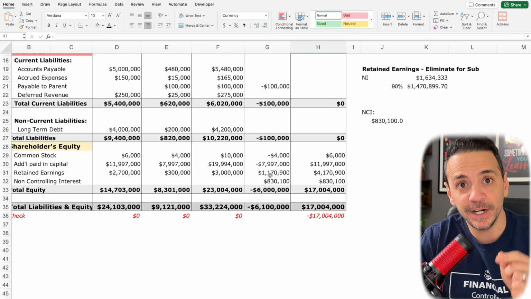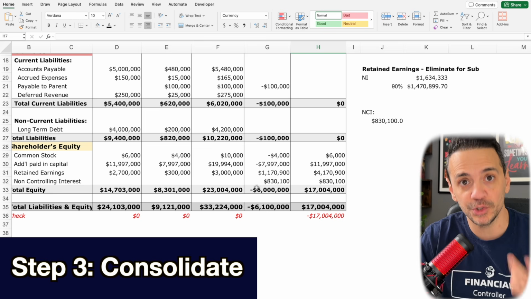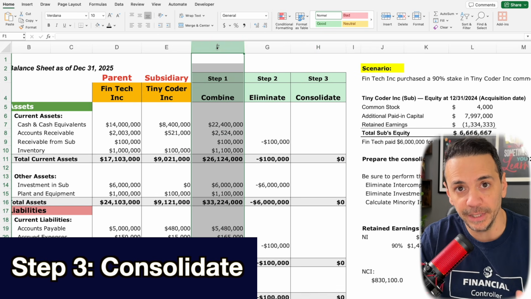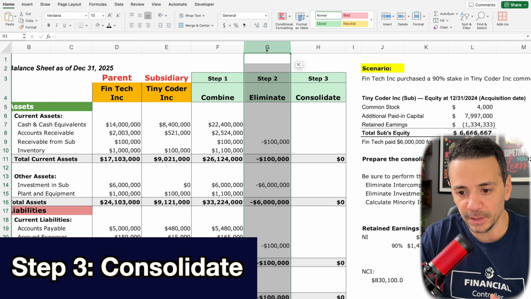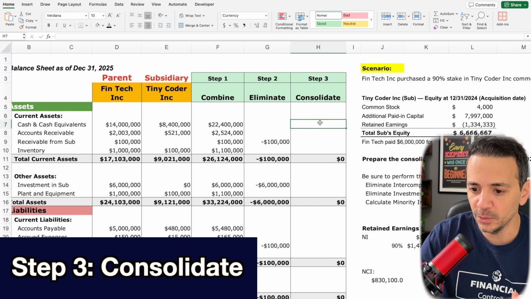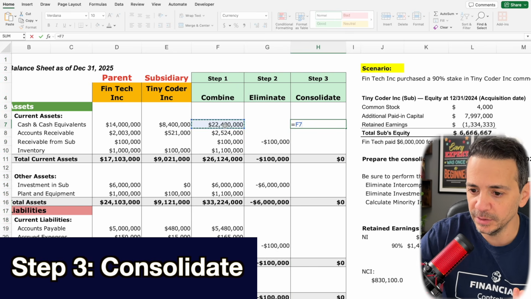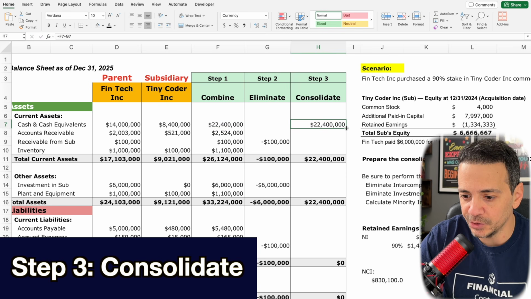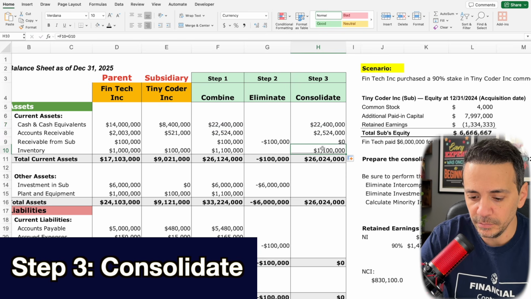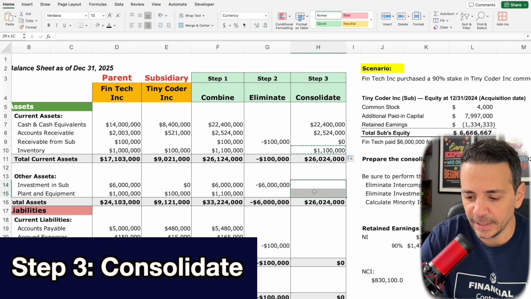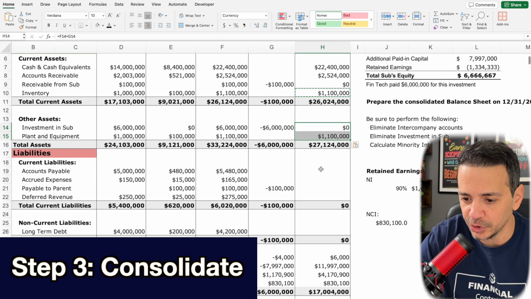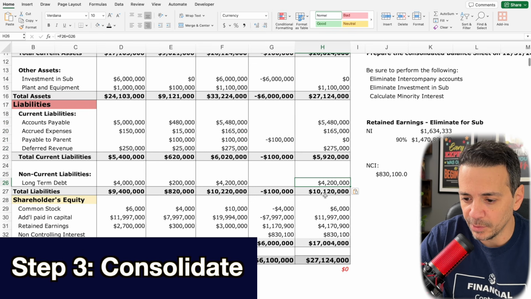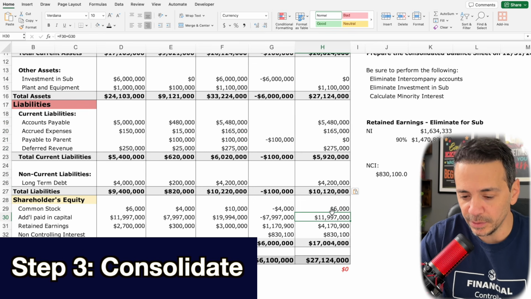Now, for our final step, we're going to go ahead and consolidate. So to consolidate, we'll combine the combination column with the elimination column. So we'll say consolidate equals what's in the combination plus what we eliminated. So we'll go ahead and drag this down and repeat that for all of the accounts that we have here on the balance sheet. And our equity is already here combined with the same formula.